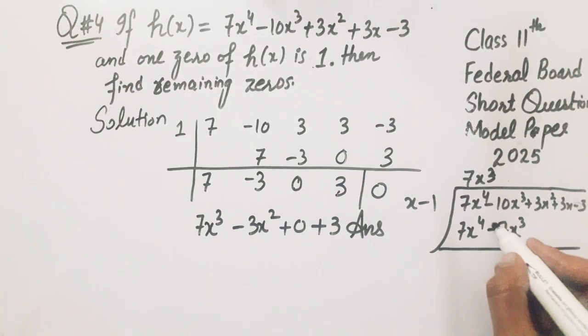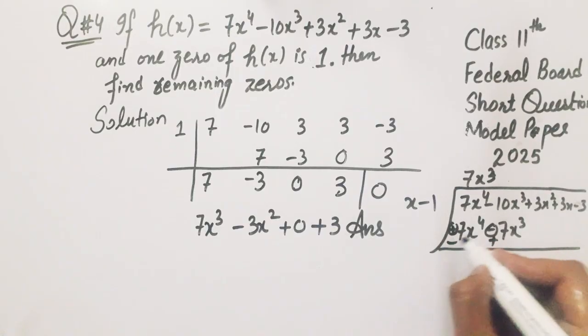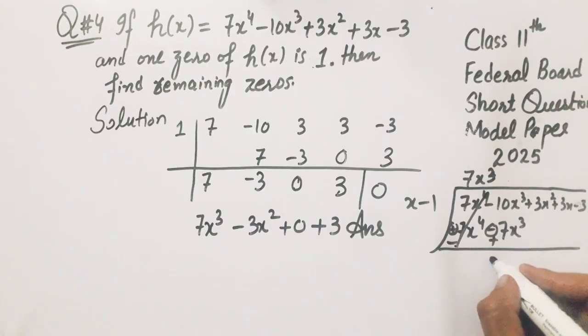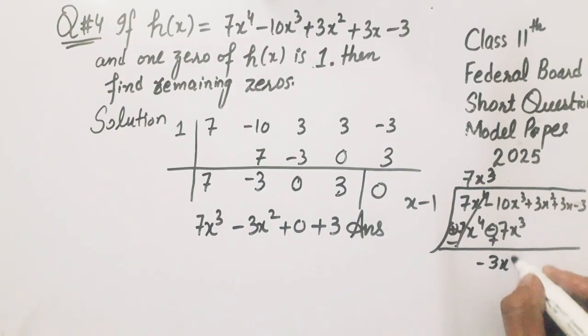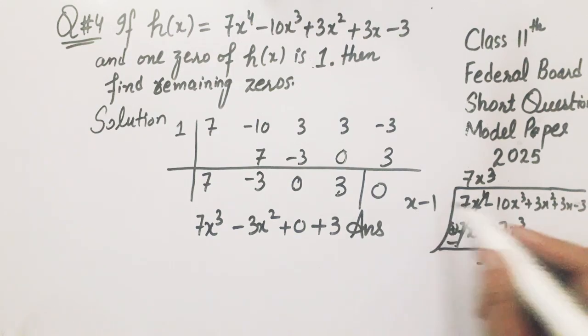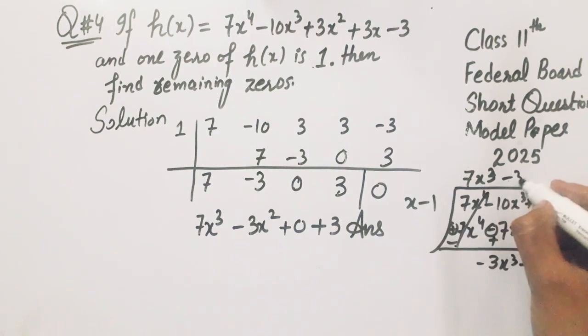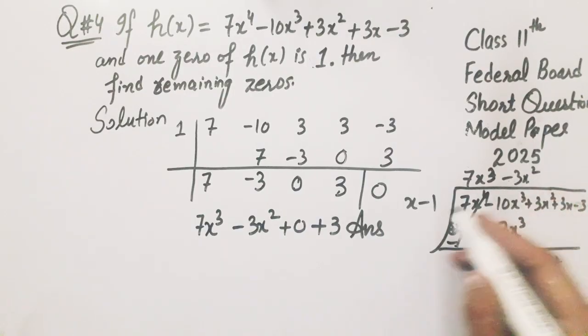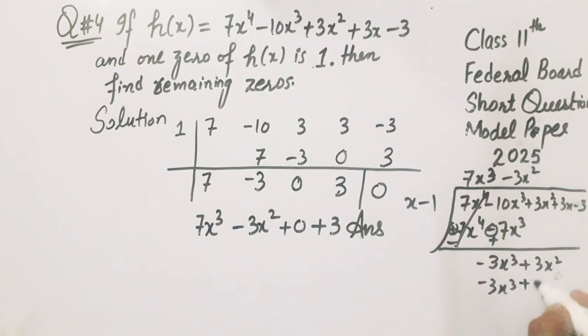Now change the old sign and get the new sign. 7x^4 minus 7x^4 cancel out. Minus 10x^3 and plus 7x^3 is minus 3x^3 plus 3x^2. Now to make minus 3x^3, we will multiply x by minus 3x^2. So this is equal to minus 3x^3. Minus 3x^2 into minus 1 will become plus 3x^2. Now all the terms cancel out: 3x^3 minus 3x^3, 3x^2 minus 3x^2.